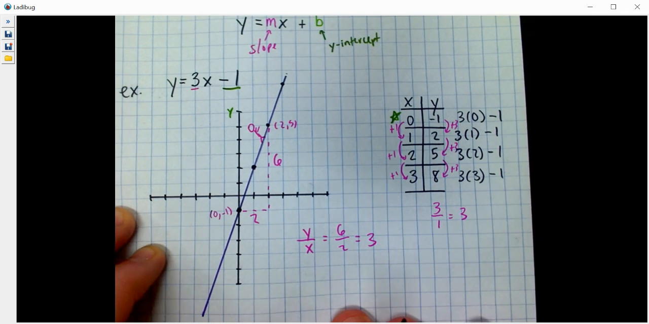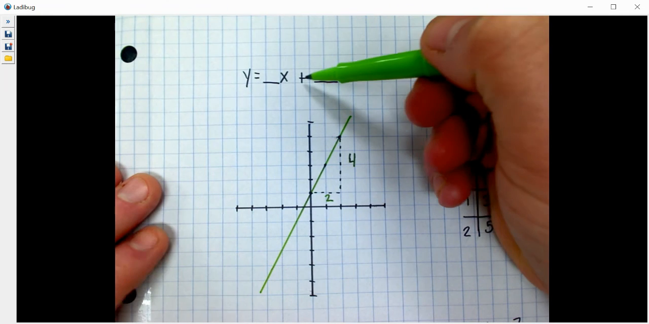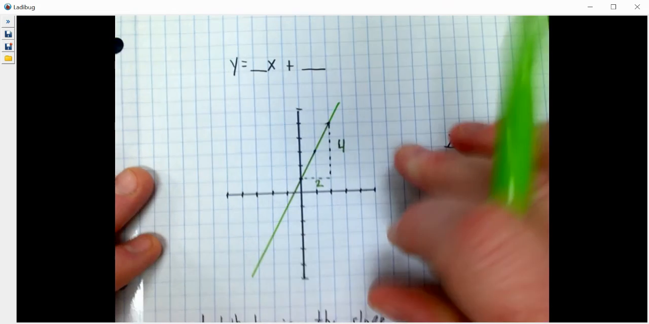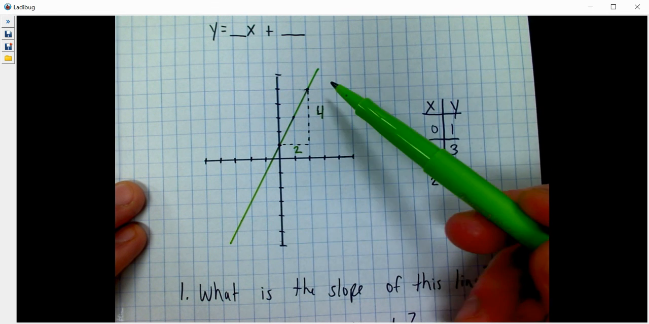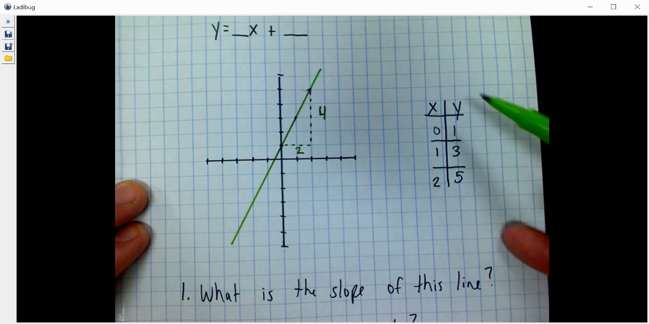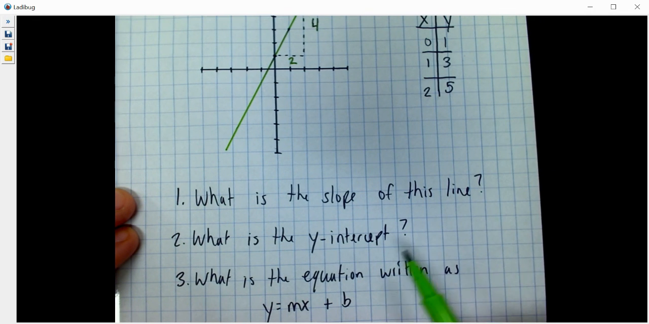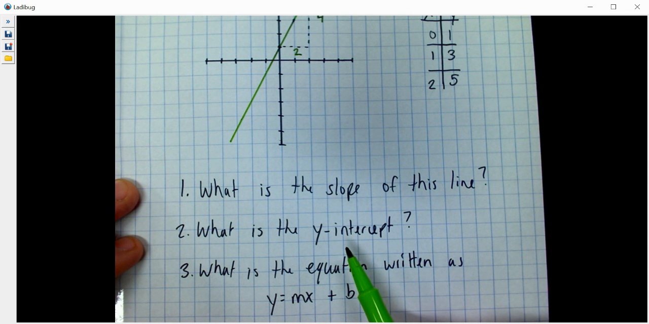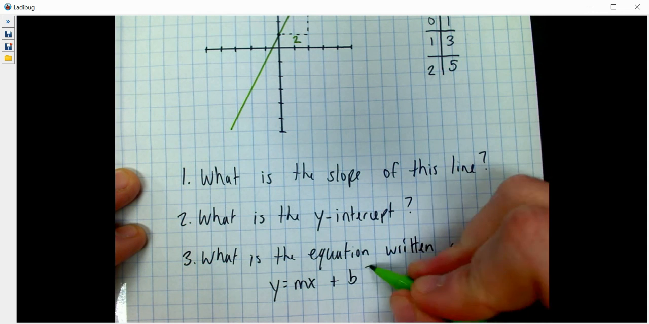Now, your challenge is, if you are given this equation here, y equals something x plus something, and I'm asking you to find the slope and the y-intercept, and all you have is this graph and this table. What's the slope of this line? What's the y-intercept? And then how would you write the equation as y equals mx plus b?